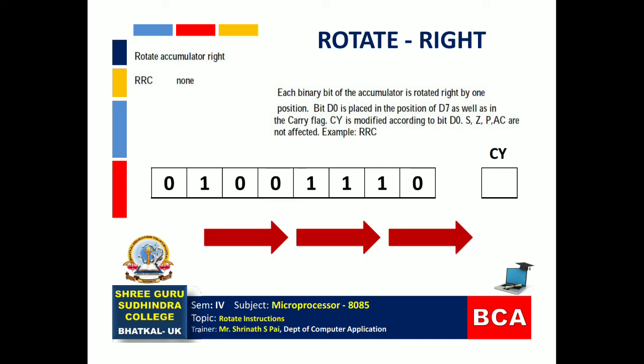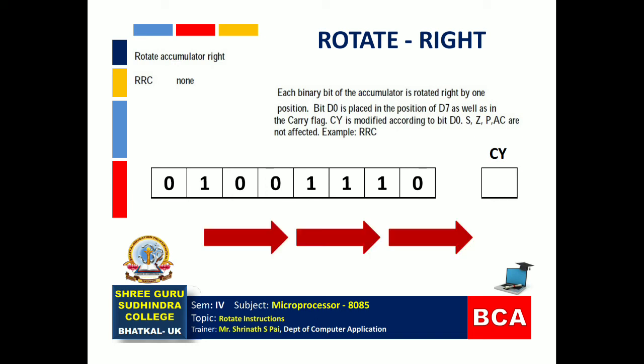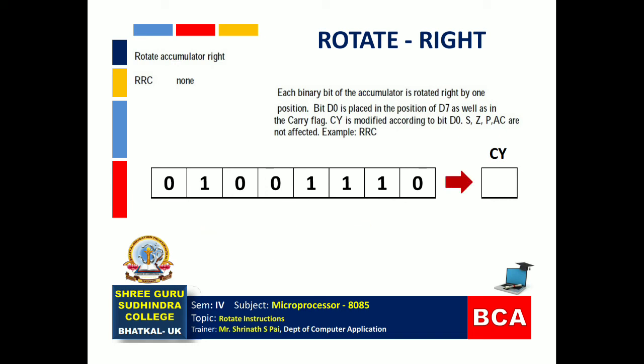So what happens, the content of accumulator is going to shift towards right side by one position. It is not towards left side. The content of accumulator is going to shift towards right side by one position, right? So the content of accumulator is shifting towards right side by one position. Yes, it has already moved out of the register. The rightmost bit has moved out and currently it is stored in carry.